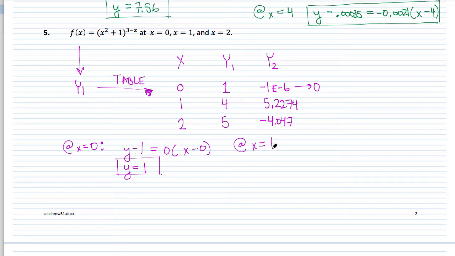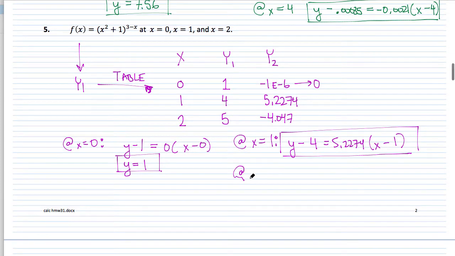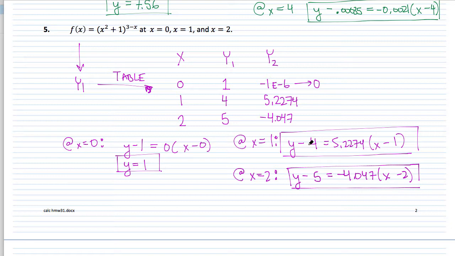At x equals 1, we have y minus 4 equals our slope of 5.2274 times x minus 1. And we really don't need to simplify it. We can just leave it as slope or point slope. And then finally, at x equals 2, we have y minus 5 equals negative 4.047 times x minus 2. And there are all of our problems where we are using our symmetric difference approximation.